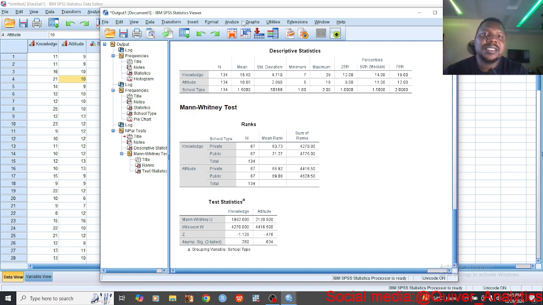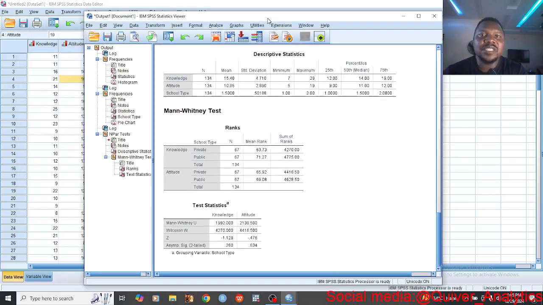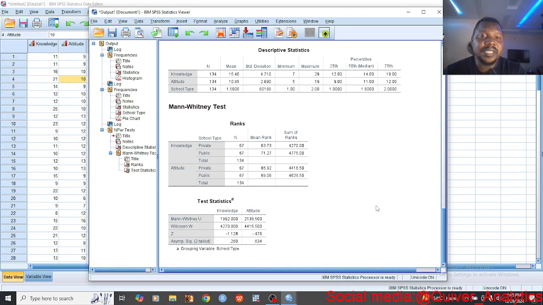So that's all on it. It's very similar to the independent sample t-test, the same procedure. It's just the methods that are different.